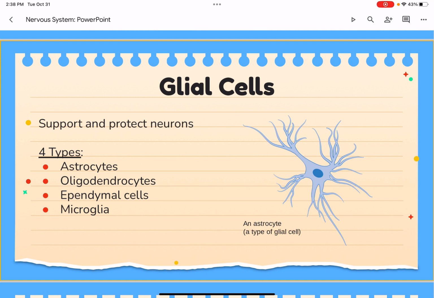Oligodendrocytes form insulating myelin sheaths around neurons in the CNS, or central nervous system. Ependymal cells line cavities in the central nervous system. They also produce and circulate cerebral spinal fluid. When the brain is infected or injured, microglia multiply and move to the affected area. They remove bacteria and debris by phagocytosis, which is the ingestion of bacteria or other materials.